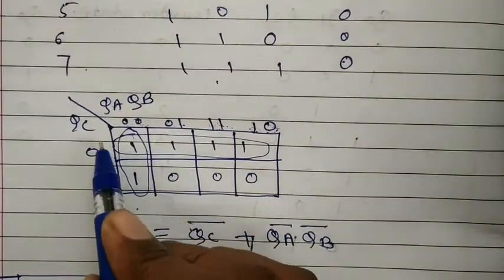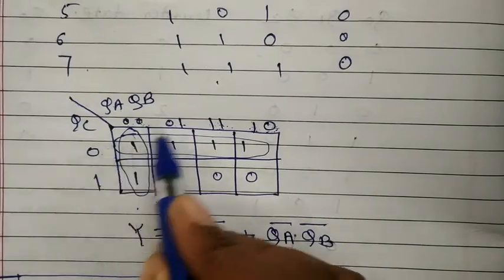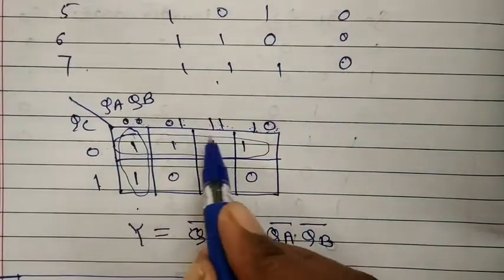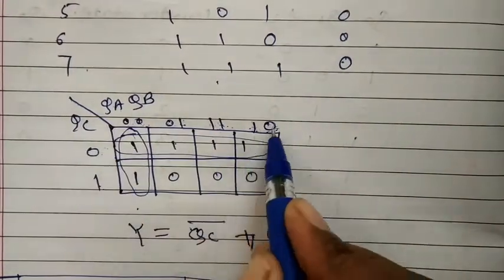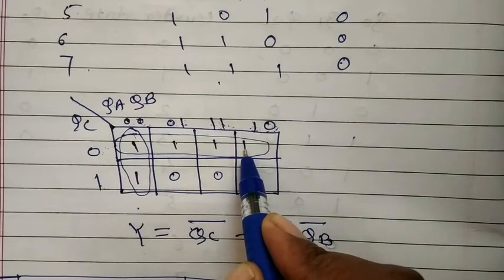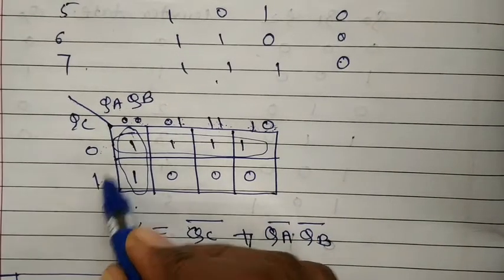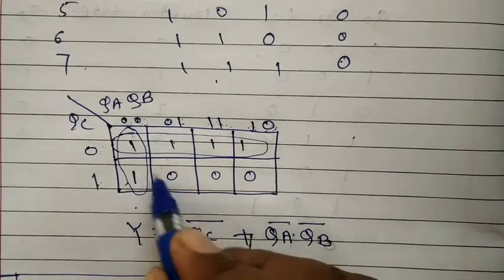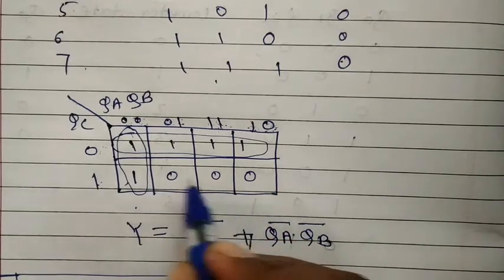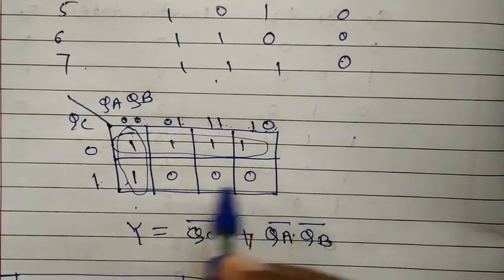So writing the output for 0, 0, 0, I am getting output 1. For 0, 0, 1, 1. For 0, 1, 1, 1. Likewise 0, 1, 0, 1. And then for 1, 0, 0, 1. And for the rest of the conditions, the circuit will be reset, 0, 0, 0.